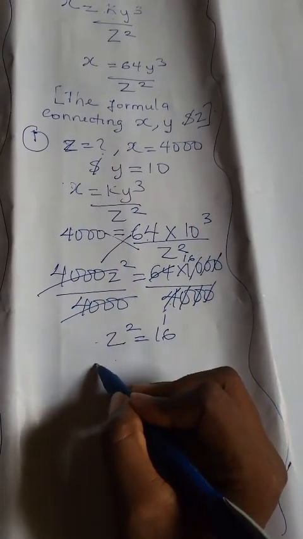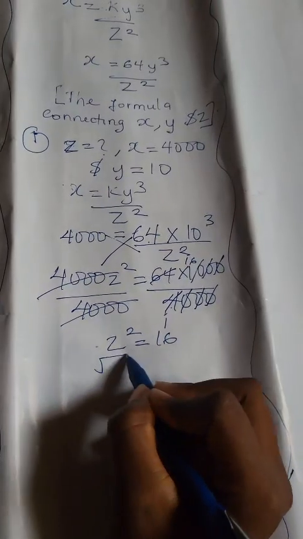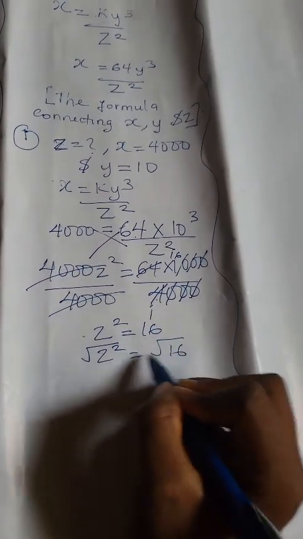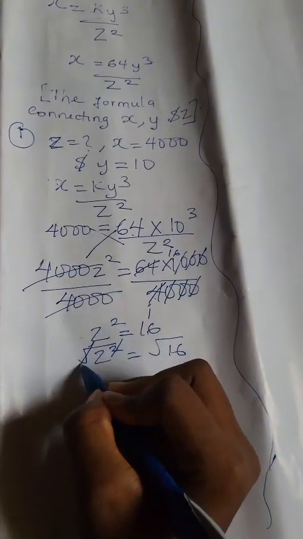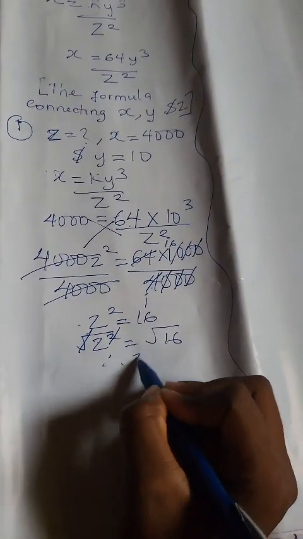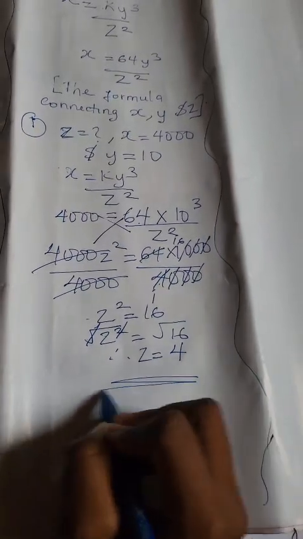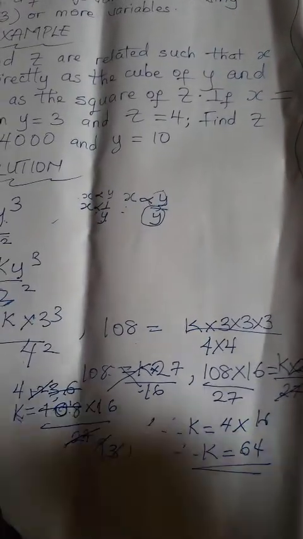Take the square root of both sides. Square root of z squared, square root of 16. Squared cancels the square root. So therefore, z is equal to square root of 16, which is 4. So that's all for this question.